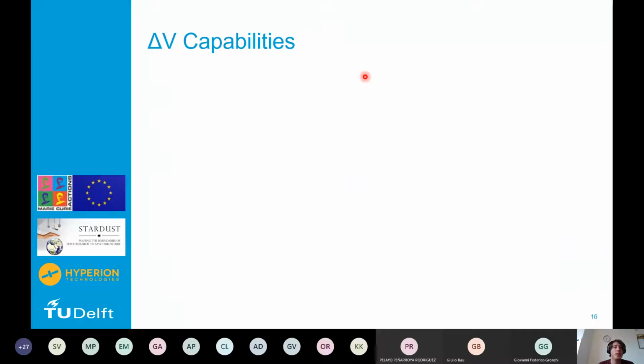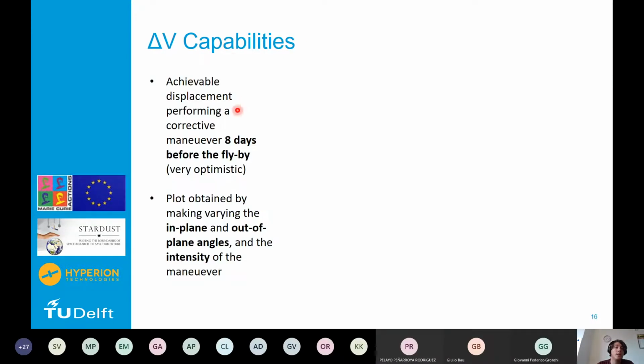So basically, when we are entering the last phase of the flyby mission, we have to correct the trajectory of the spacecraft, because of the uncertainties in the position of the spacecraft and in the position of the target asteroid. The delta V capabilities indeed influence the achievable displacement performing the maneuver. In this case, I'm considering 8 days before the flyby.